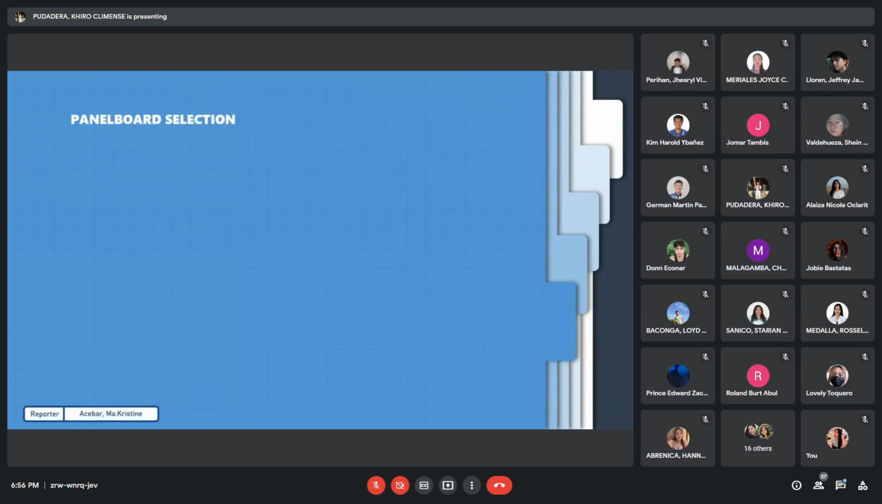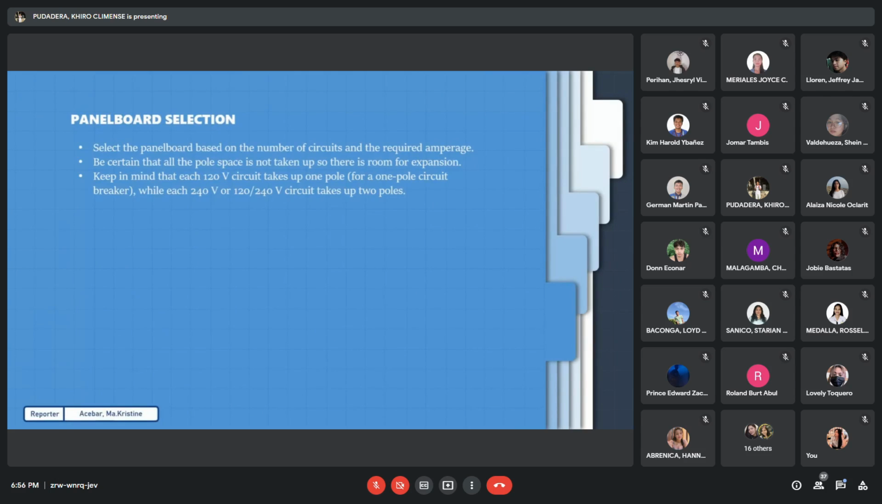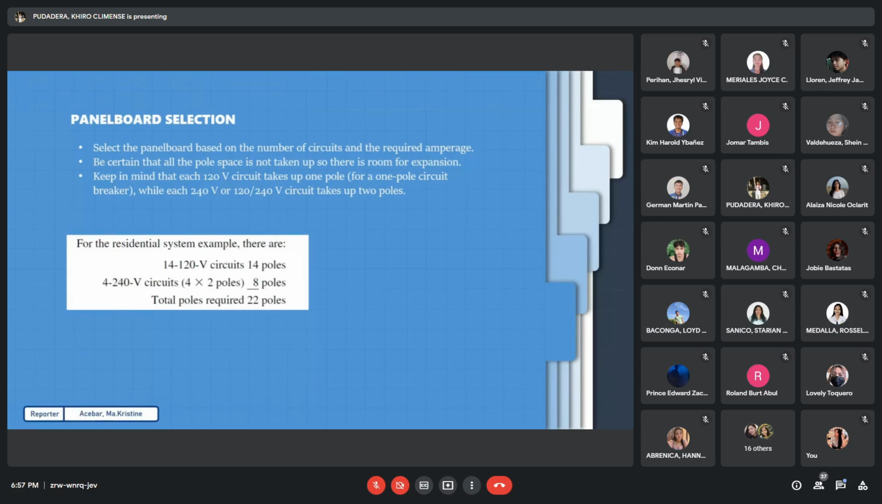For the last topic of our report, the panel board selection. Select the panel board based on the number of circuits and the required amperage. Be certain that all the pole space is not taken up so there is room for expansion. Keep in mind that each 120-volt circuit takes up 1 pole for a 1-pole circuit breaker, while each 240 volts or 120 per 240-volt circuit takes up 2 poles. For the residential system example, it has 14 120-volt circuits. Each 120 volt takes up 1 pole, therefore, in this example, there are 14 poles.